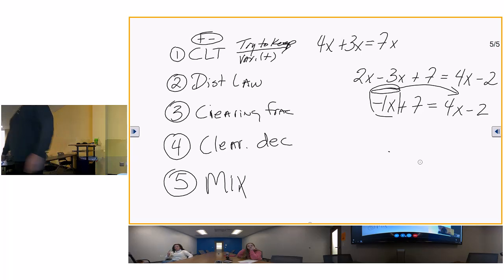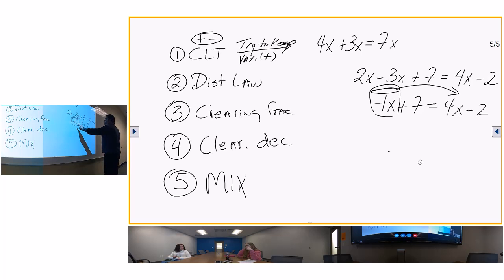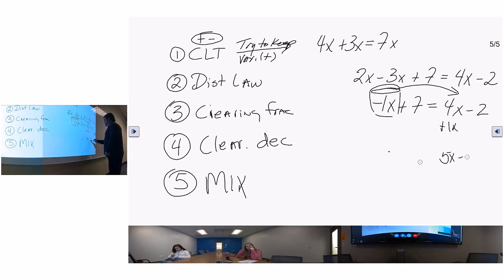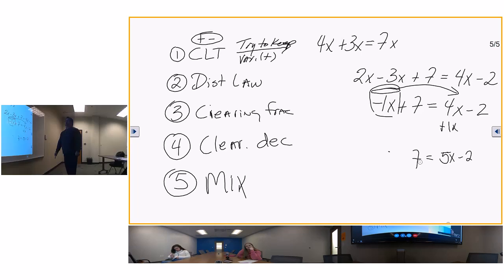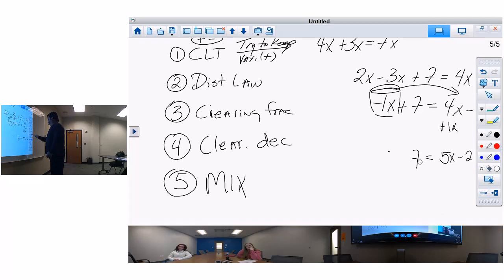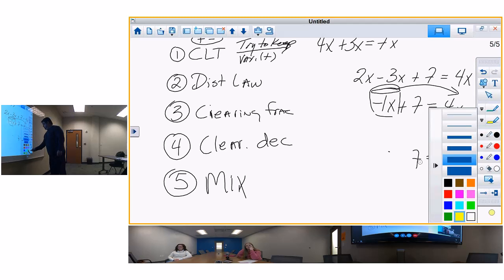Okay. So, bring that x over. What's 4x plus 1x? And that's 5x minus 2 is equal to 7. Now, a lot of students say, well, Hubert, what about the numbers? You don't care about the numbers. What's your main objective of algebra? Solve for what? What's the main objective?